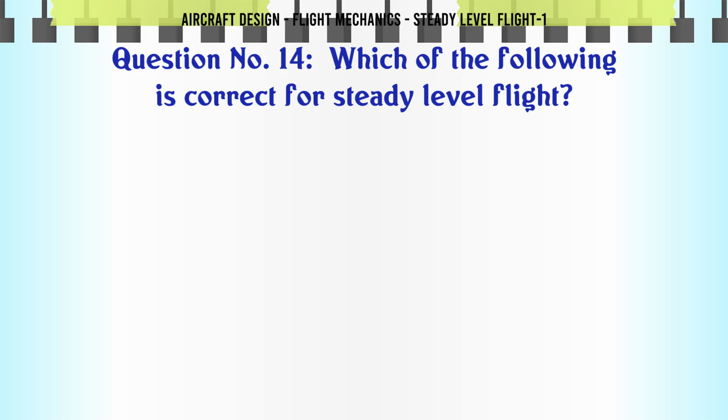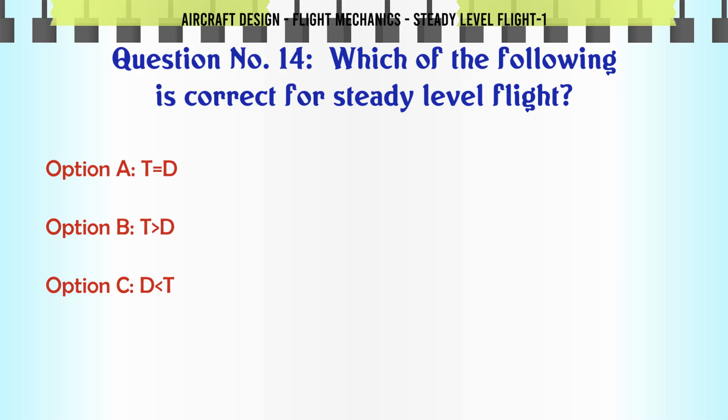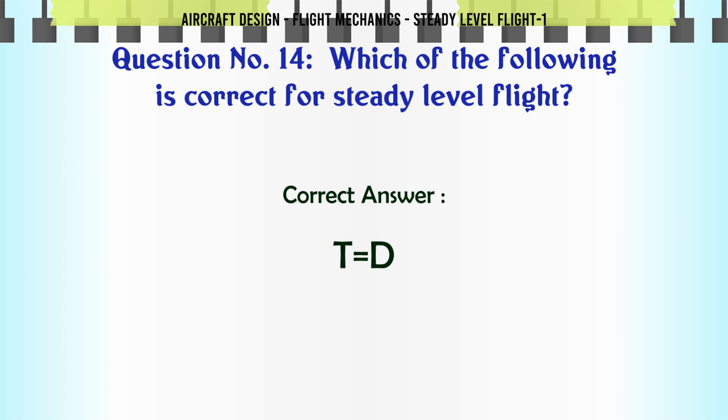Which of the following is correct for steady level flight? A: T = D, B: T = D, C: D = T, D: L = W. The correct answer is T = D.